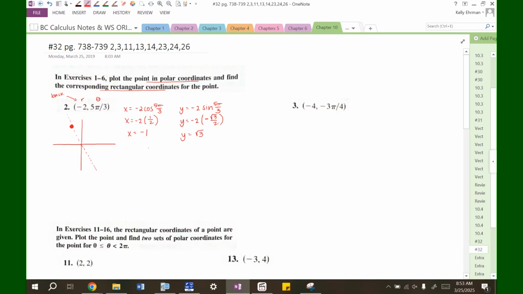So all this is saying is you can face 5 pi over 3 and walk backwards 2 units to get here. Or from the origin, you can go left 1, up radical 3. Both of these directions will get you to the same point.